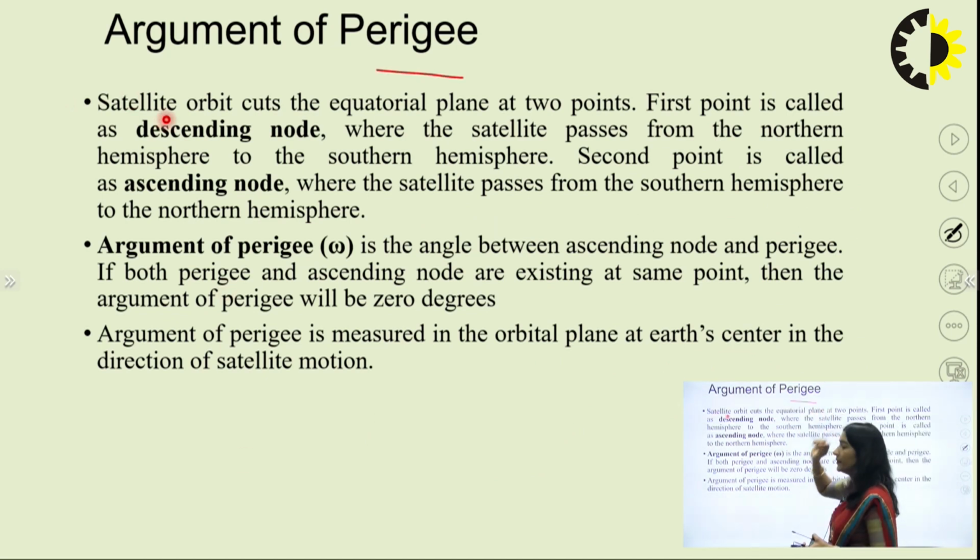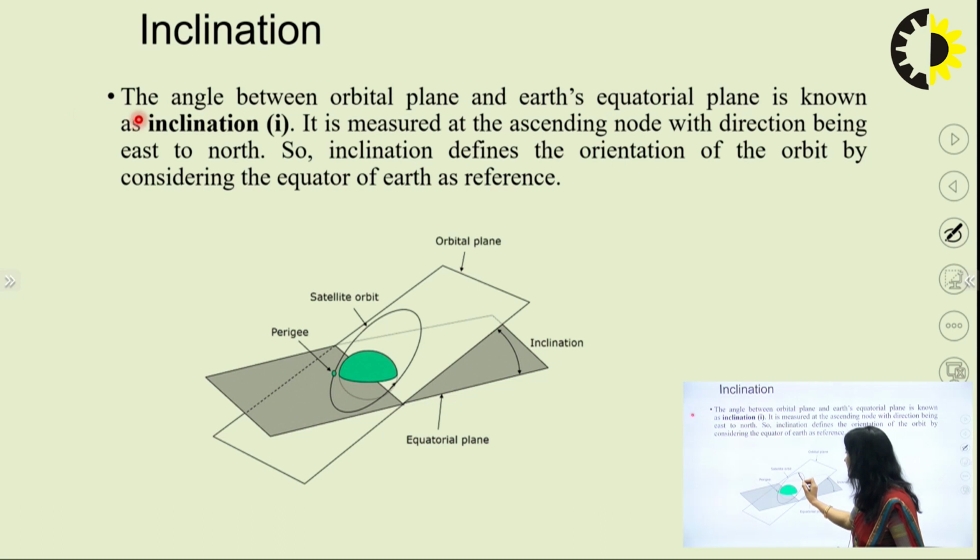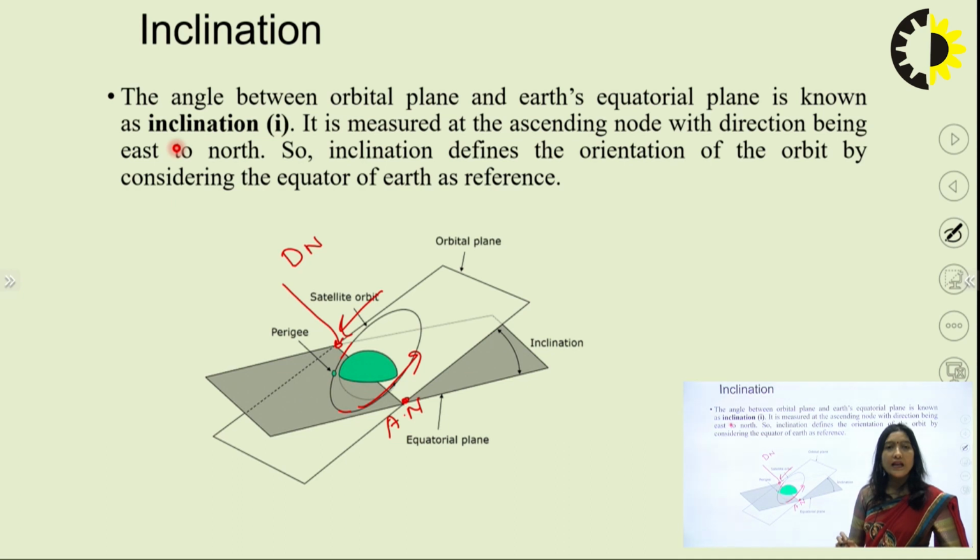Next is argument of perigee. Satellite orbit cuts the equatorial plane at two points, right? As I told you, here you can see that this is the satellite orbit, and this is the orbital plane. Let's say this is the equatorial plane. So, grayish is the equatorial plane and this tilted one is the orbital plane. You can see that the actual satellite orbit is cutting this equatorial plane at two points. As I told you, this point is known as the ascending node. Once you are going from north to south, this point is known as the descending node. And the line joining the descending node and ascending node is known as the line of nodes.